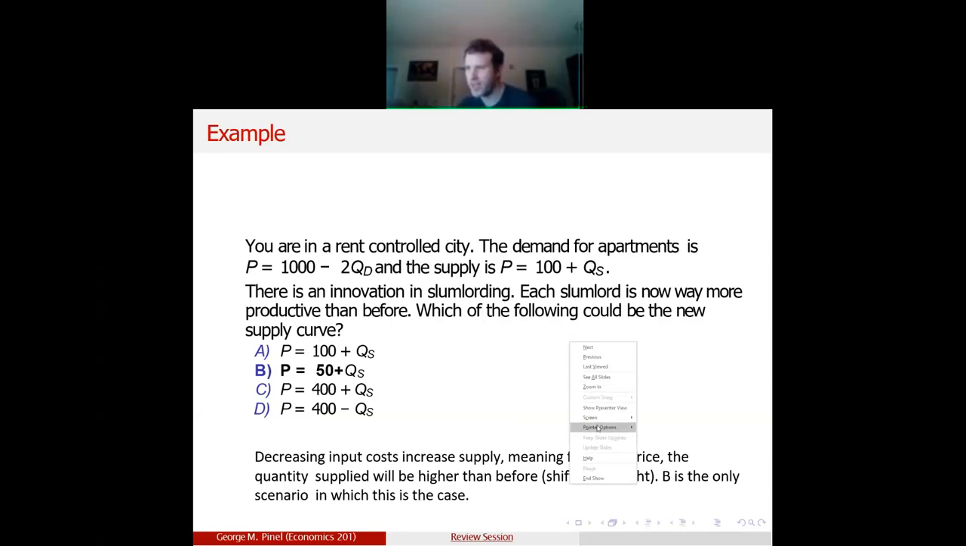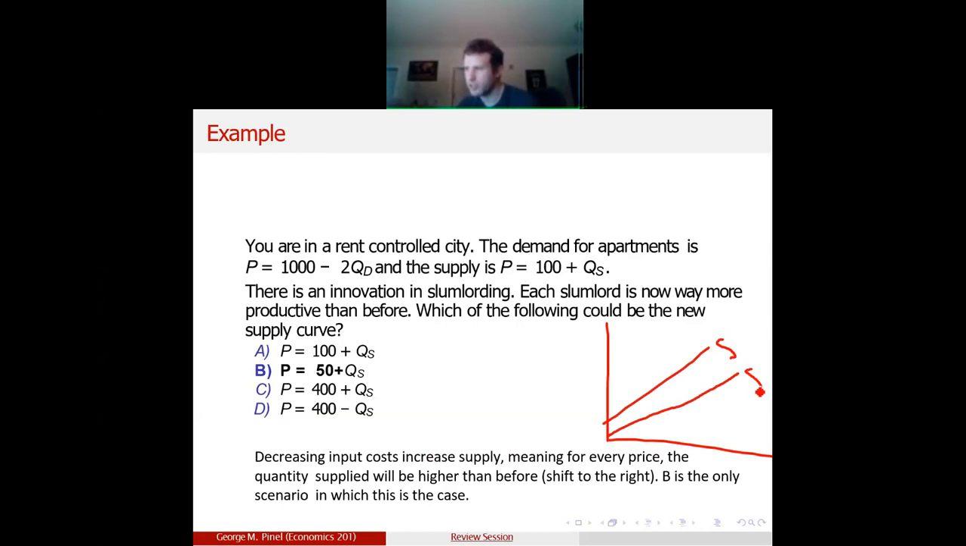So if you were unclear about that, it helps to draw out the supply curve and then think, does the supply shift in or out? It shifts out because you have decreasing input costs, which is one of the supply shifters that are listed in the slides. And because it shifts out, you can see that the price, the y-intercept decreases. So the price for every unit of quantity is lower. Or alternatively, at every price, the quantity is higher, you could say. That's what it means to shift out.